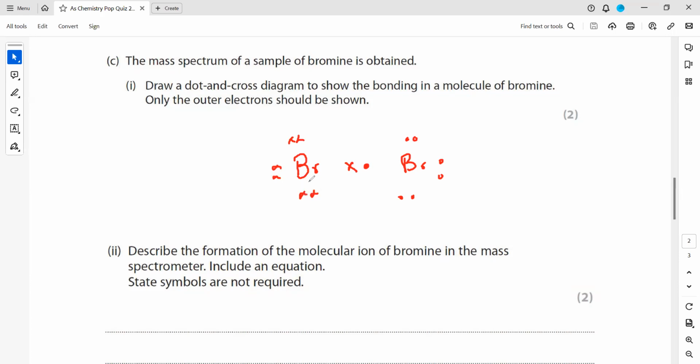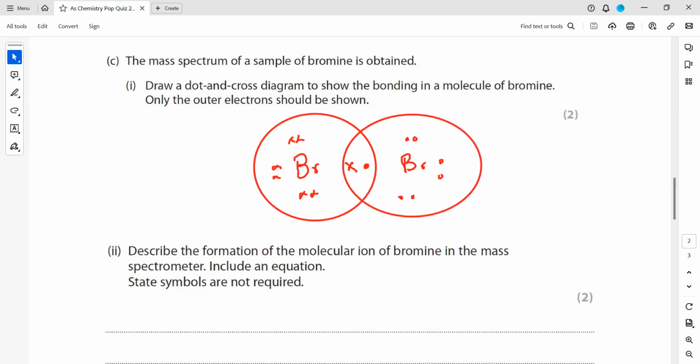And if one of the atoms you're representing by a dot, the other one should be a cross. So this is a dot and cross diagram of a bromine molecule. You can draw a circle around it which shows the shells, the outer shell, like this. So this is a molecule of bromine.